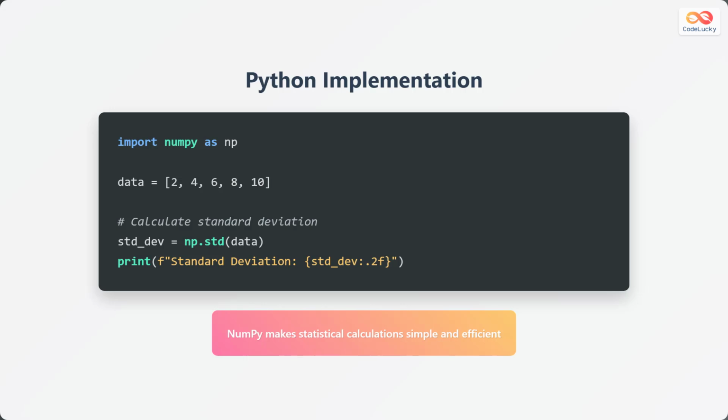Here's how you can implement standard deviation calculations in Python using the NumPy library. First, import the NumPy library as np. Then define your dataset. Finally, use the numpy.std function to calculate the standard deviation. NumPy makes statistical calculations simple and efficient.